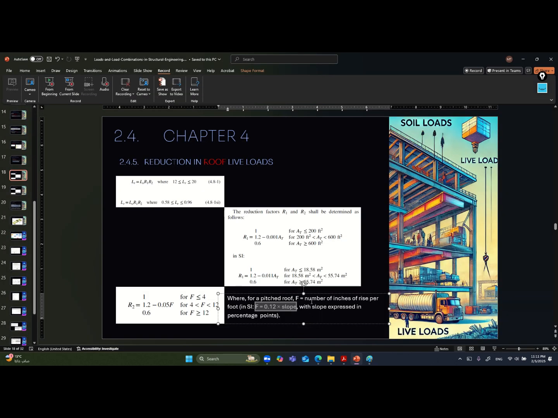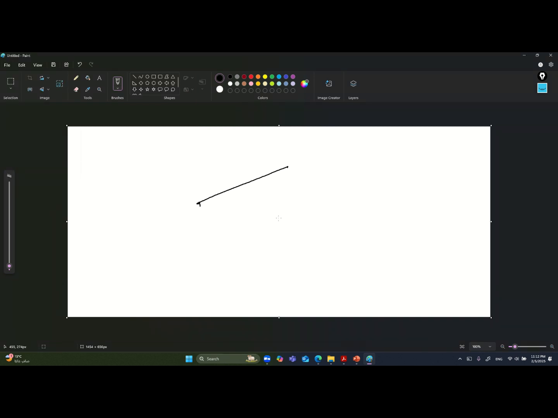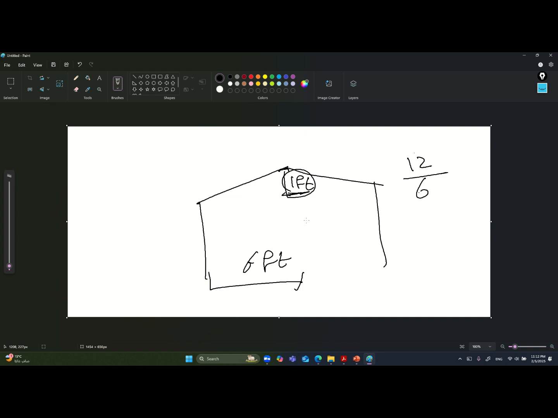Regarding the imperial unit, it is the number of inches of rise per foot. What does it mean? So the same one. If I have this one in feet, let me draw it again. So if this one is 6 feet, and the height is 1 foot. So here it mentions the number of rise in inch. So I have 1 foot. What does it mean by 1 foot? 1 foot is equal to 12 inch. Then it will be 12 divided by 6. The F, it will be equal to.